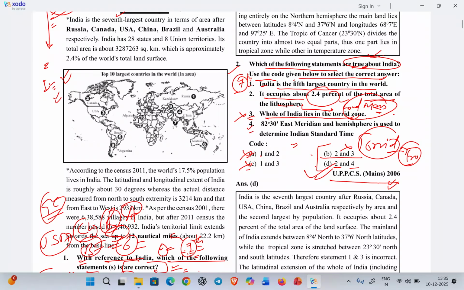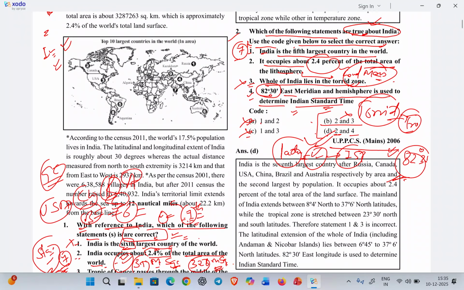Let's see the fourth option. The 82 degree 30 minutes Eastern Meridian is used to determine the Indian Standard Time. So for IST, Indian Standard Time, the meridian that is decided, by which the Indian Standard Time will be decided, is 82 degree 30 minutes. This is the longitude by which Indian Standard Time is decided in India.